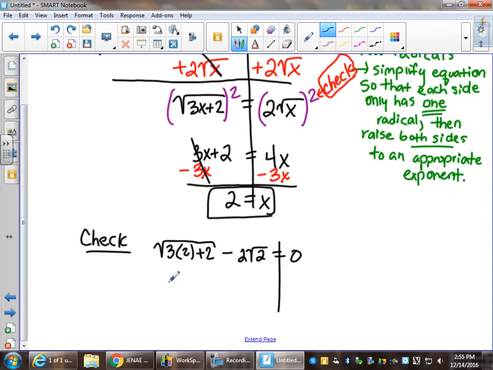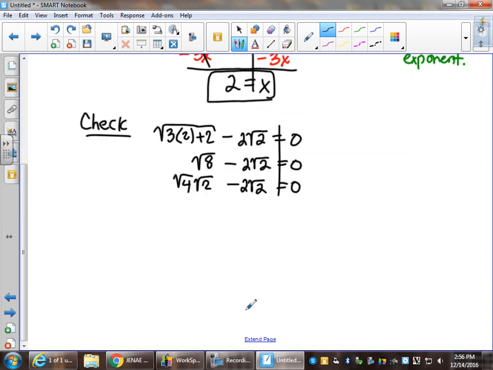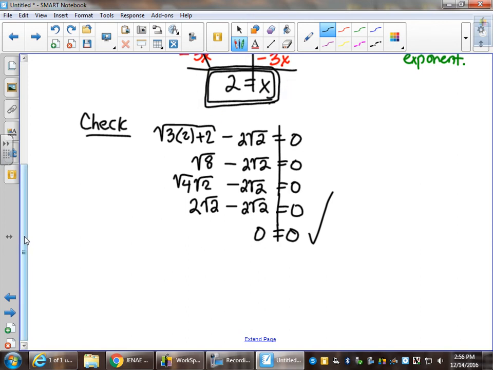So 3 times 2 is 6, plus 2 is 8, minus 2 root 2. I know that I can break up 8 to be the square root of 4 times the square root of 2, minus 2 root 2 is 0. Square root of 4 is 2. This just keeps coming down. 2 root 2 minus 2 root 2, that is 0. 0 equals 0, check. So now I know that this is not extraneous. It is a real solution to the equation.